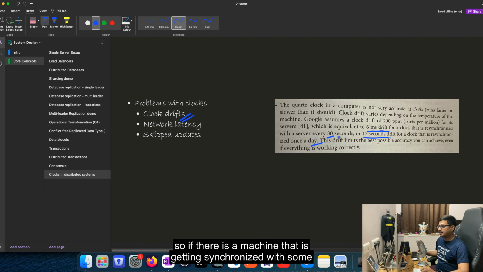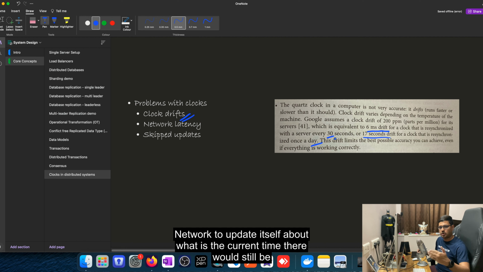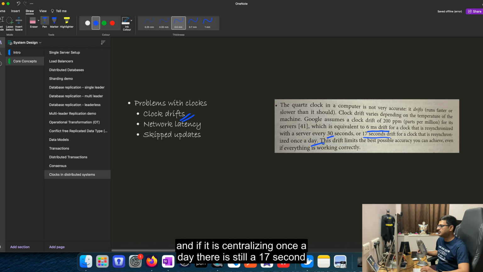So if there is a machine that is getting synchronized with some network to update itself about the current time, there would still be a 6 millisecond drift if it is synchronizing every 30 seconds, and if it is synchronizing once a day, there is still a 17-second drift for that machine. So because of these drifts, we don't always expect to see the latest updated time, right? And because clocks do drift, almost all systems provide a mechanism to keep updating those clocks through some network server, which is in turn updating itself using some atomic clocks or distributed system somewhere to keep itself updated, right?